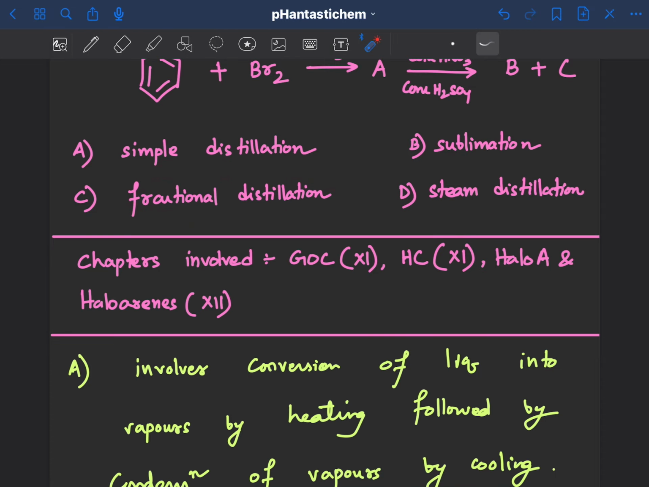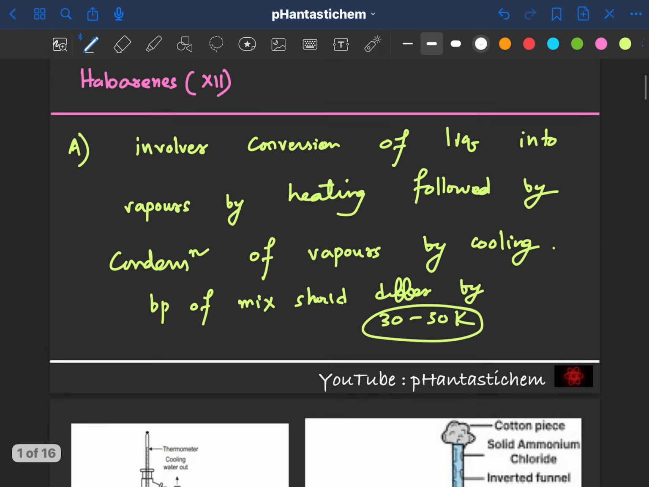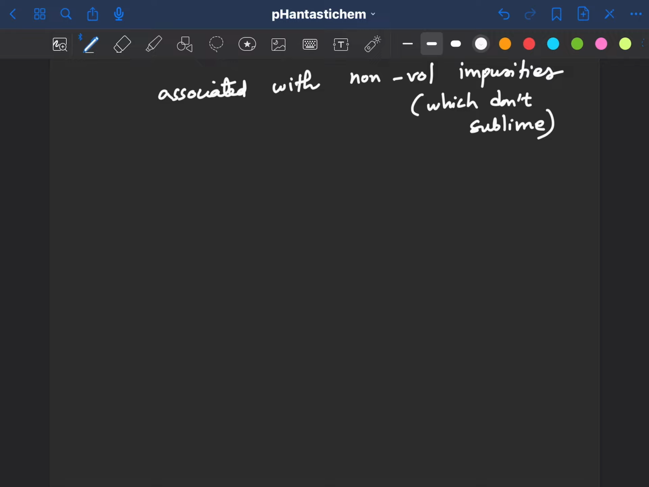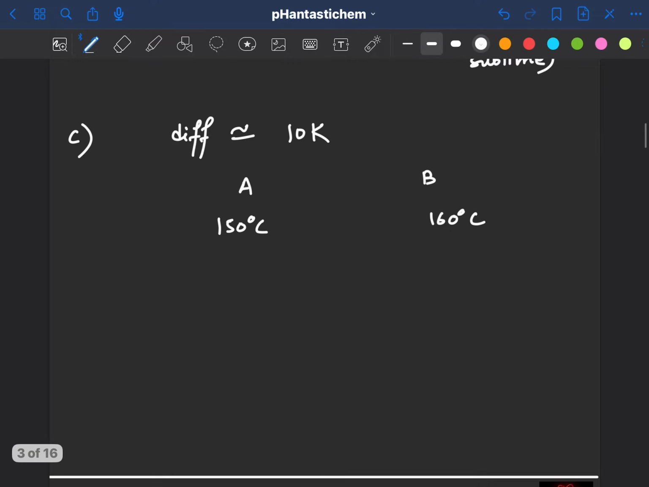Okay, fractional distillation. If the boiling points of two liquids, so let us say we have taken two liquids, are very close to one another, let's say the difference is around 10 Kelvin. So they are very close to one another. Let's say we have again A and B, and A is 150 degrees Celsius and B is 160 degrees Celsius. Now here we cannot use simple distillation.